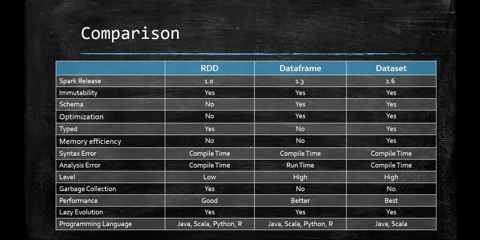And the last is your programming language. So the RDD APIs are available in Java, Scala, Python, and R. When it comes to data frame, you have got the APIs available in all the same as RDD, but the dataset APIs are available only in Java and Scala. So this is something which limits you to use dataset when it comes to Python and R.